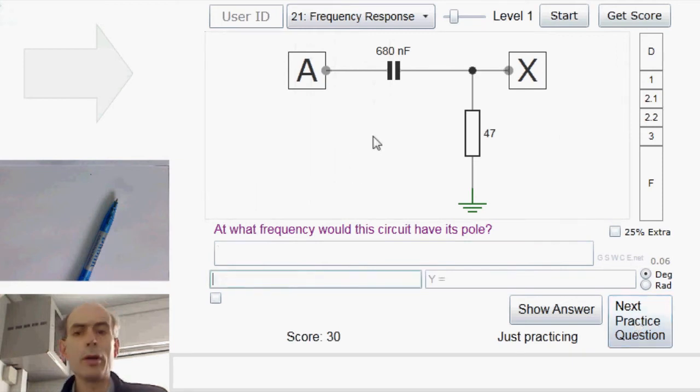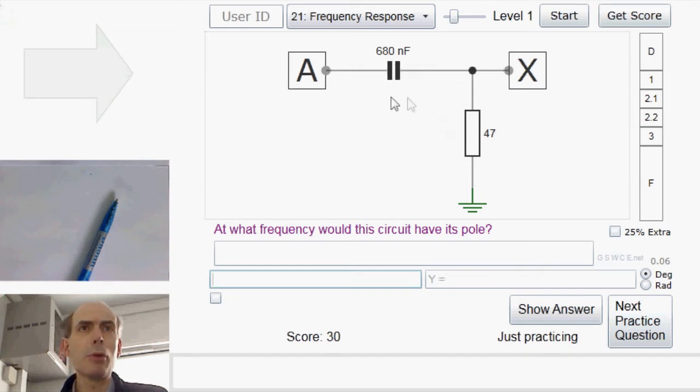Next. Right, here we've got a problem that looks very much like a level 0 problem, just an RC circuit wired up as a high-pass filter. At high frequencies, the signal would go straight from A to X because a capacitor at high frequencies just looks like a short circuit. At low frequencies, none of the signal would get from A to X because it would all be blocked by a capacitor, which at low frequencies looks like an open circuit.